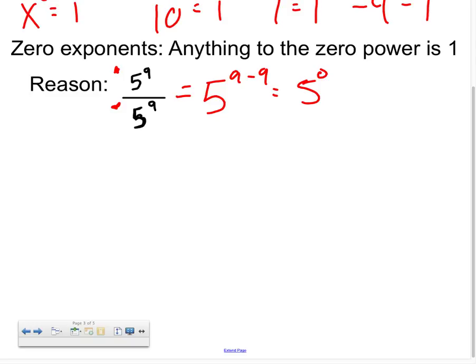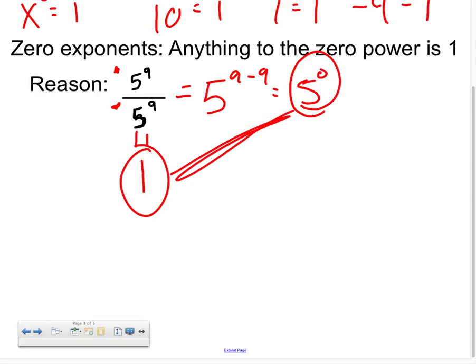So we know that automatically this is going to be equal to 1, because it's the same thing divided by itself. Well, if it's equal to 1, and it's equal to this, that means these two must be equal to each other as well. So 5 to the 0 must also be equal to 1.